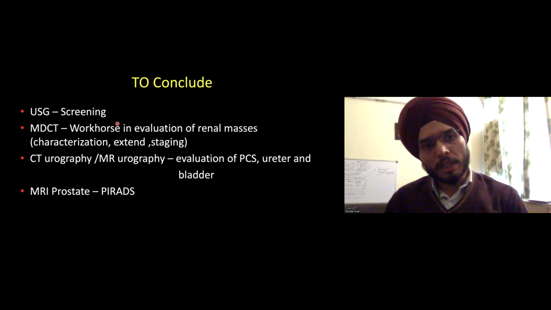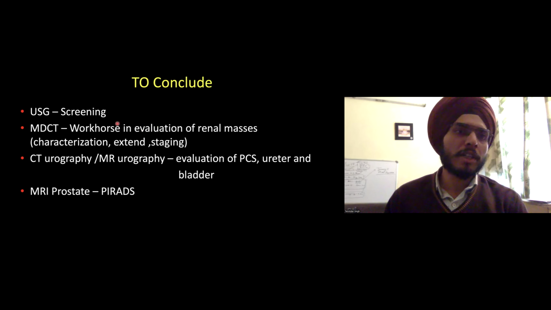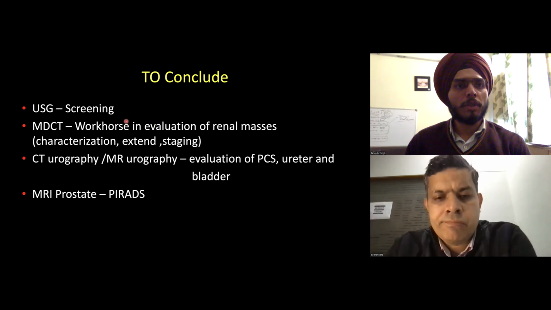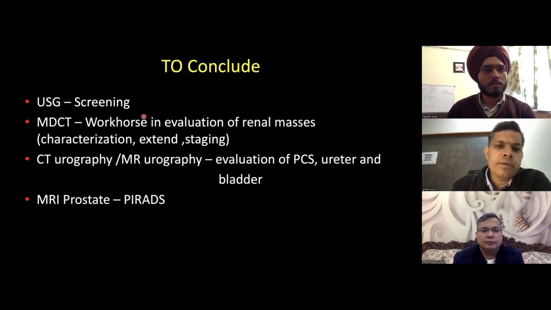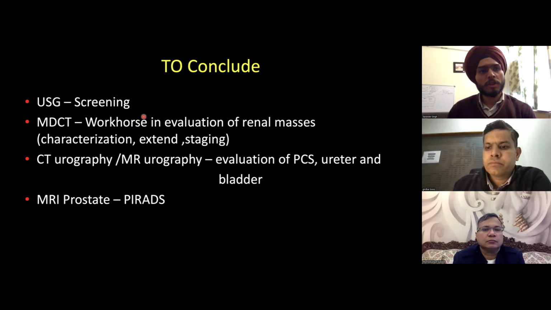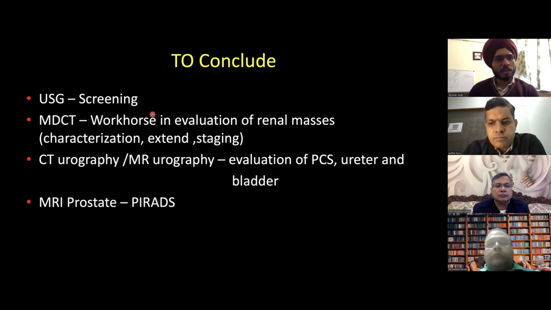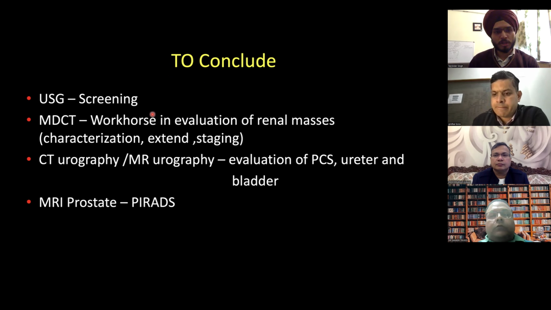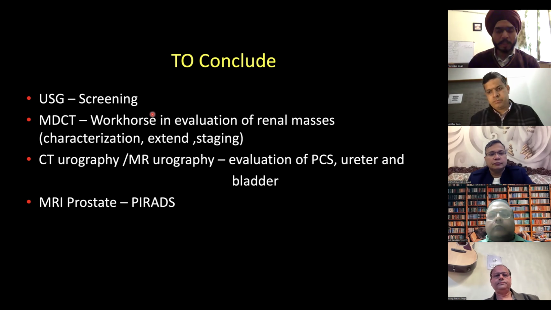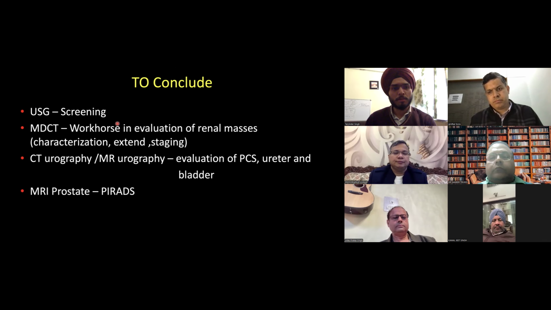So to conclude, ultrasound is a good screening modality for examination of renal pathologies and bladder, but it has its own challenges. It is operator dependent. CT is the workhorse in evaluation of renal masses for characterization, extent, and staging. Urography is good to evaluate the PCS, ureter, and bladder, and MRI is best to evaluate the prostate, and we can give a PI-RADS score and predict the chances of malignancy in the prostate.